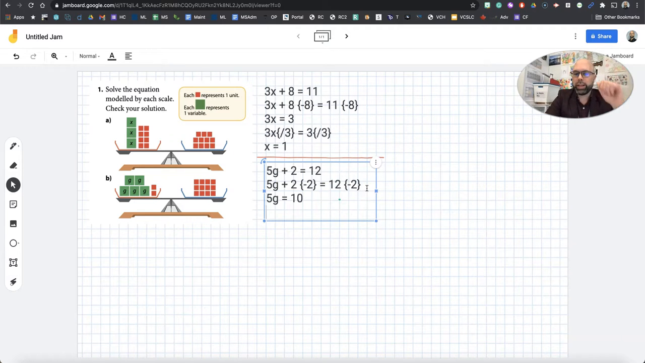Now, I get to that point, and again, some of you are like, I know it. But let's write it out. 5g divided by 5 is going to get rid of that 5. And then 10 also divided by 5 is going to get rid of that. So that gives us g equals 2. And we just solved the first 2 questions in this lesson. And I am going to stop there.